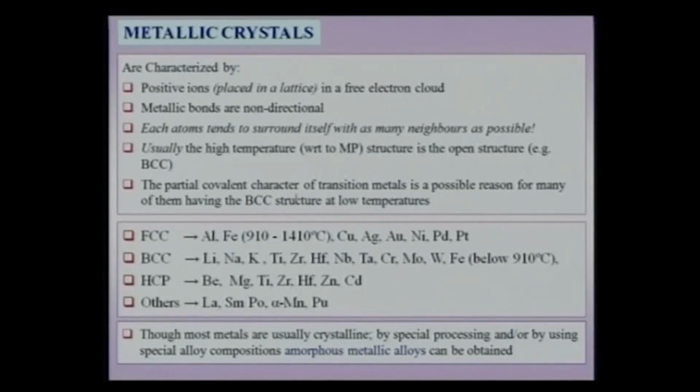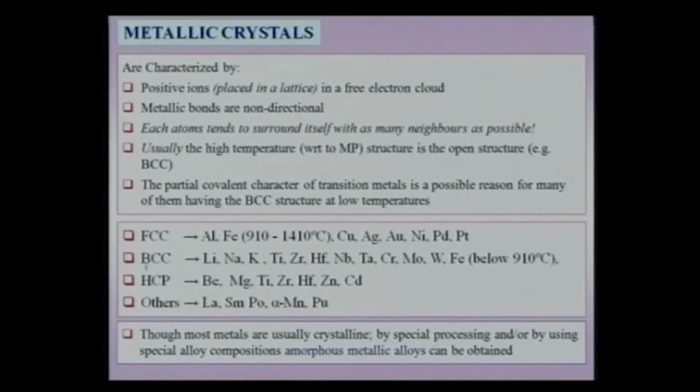Typical metals you would notice have one of a few structures. FCC is a close packed structure, and we will take up many examples later on. For instance, aluminium, iron under a certain temperature and pressure regime, copper, silver, gold, nickel, palladium and platinum all have the FCC structure, and what I mean here is the cubic close packed structure. The BCC crystal common examples are lithium, sodium, potassium, titanium, zirconium, hafnium, niobium and many more.